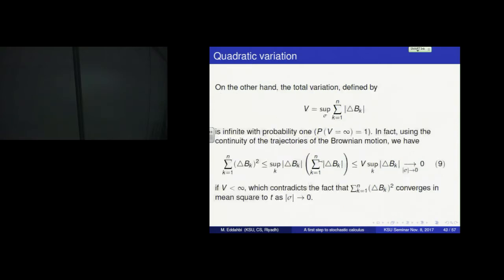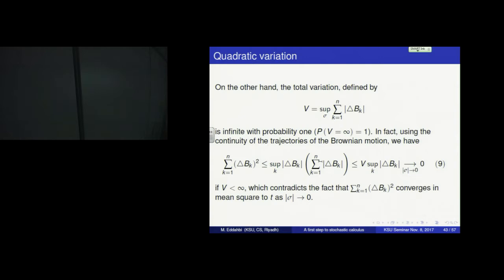Now the variation, this is V, the supremum of the difference we considered before. Total variation. So we will now prove whether B is of bounded variation or not. The conclusion is that the probability that this V goes to infinity is equal to 1. So this means that the difference diverges. So how do we prove this?